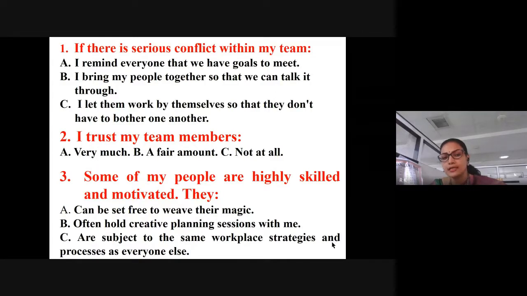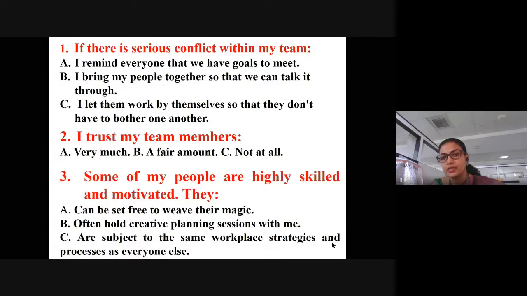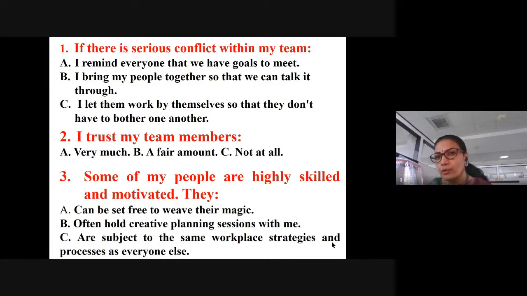Option A is: I remind everyone that we have goals to meet. B is: I bring my people together so that we can talk it through. And C is: I let them work by themselves so that they don't have to bother one another. So which is the best style that you would adopt? Either the answer is A or B or C.